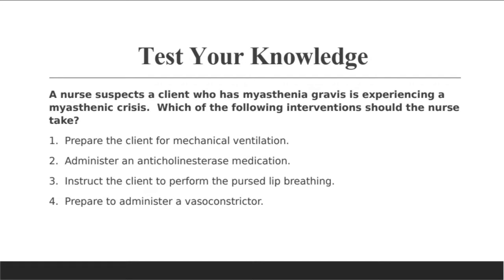Okay. So Carrot is correct. So in myasthenia gravis, especially when there's a crisis, a myasthenic crisis, they are at risk for acute respiratory failure. So they're going to require mechanical ventilation. So you need to prepare for mechanical ventilation with these particular individuals.